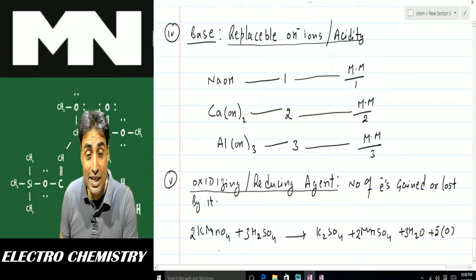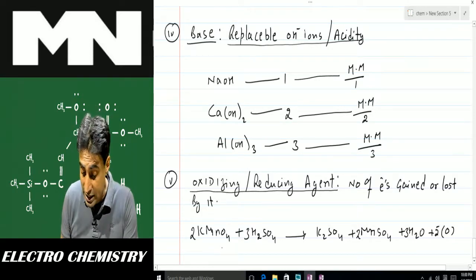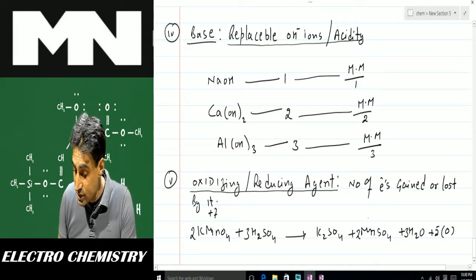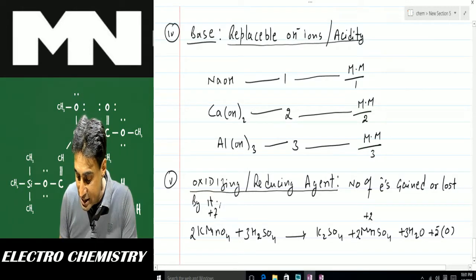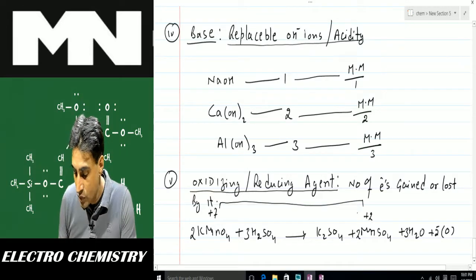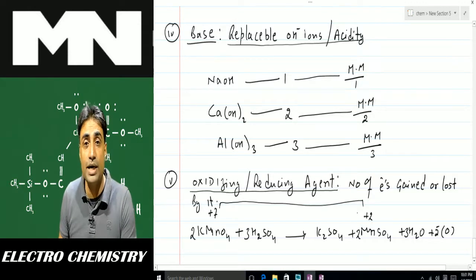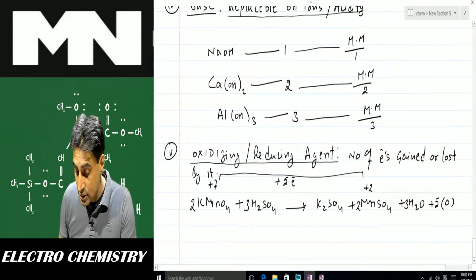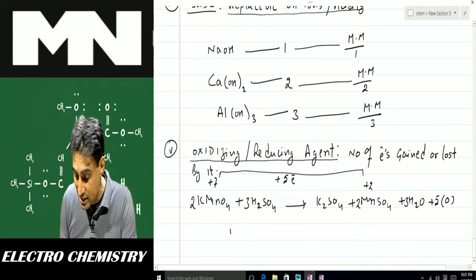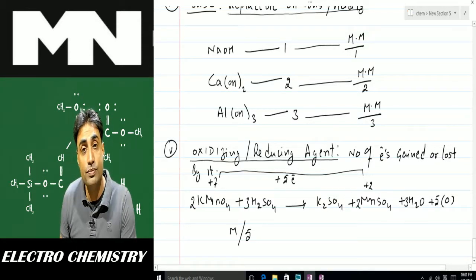Well, on the reactant side, if you calculate the oxidation number of manganese, it comes out to be plus 7. Whereas on the product side, it comes out to be plus 2. That means manganese is changing its oxidation state from plus 7 to plus 2. That means manganese is gaining how many electrons? 5 electrons. So in this case, if its molar mass is M, its equivalent mass is M by 5. So this is what its equivalent mass is.